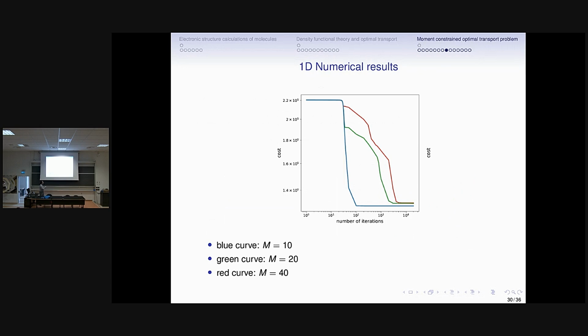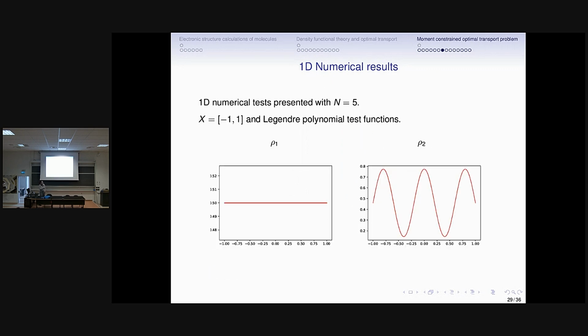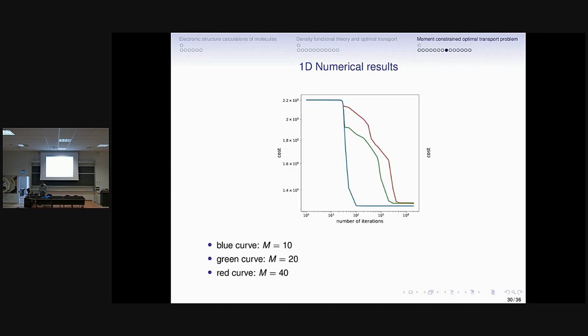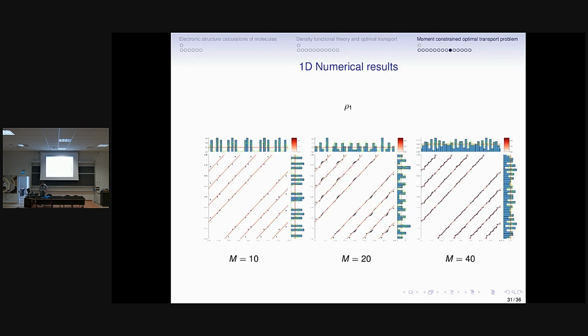So this is typically the value of the cost functional that you were trying to minimize along the iterations of the minimizing algorithm, the stochastic gradient algorithm. The different curves correspond to different numbers of moment constraints that we impose. And sorry, I forgot to mention that the moment constraints that we impose are Legendre polynomial test functions. And this is what we obtain.